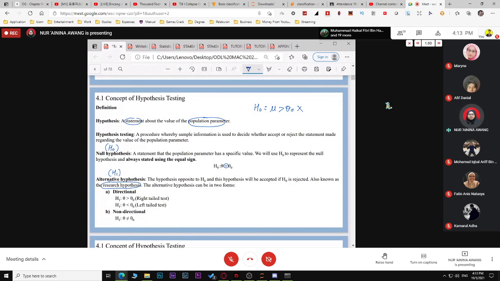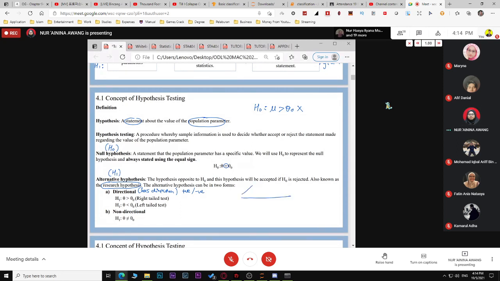Okay, so directional means it has a direction, either positive or negative, either the positive side or the negative side. For example, the first one is more than. So more than is for the right tail test, meaning we will test on the positive side. And then for H1, if the case is less than, we will look on the negative side. So we will look at this side.